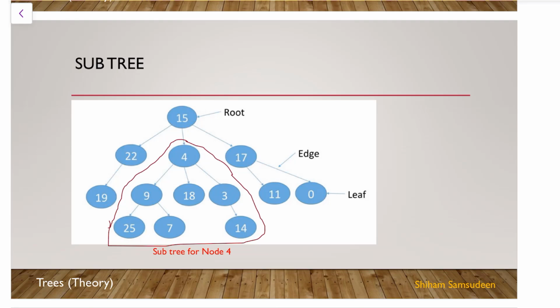And another terminology here is what is called a subtree. If we take a sub portion of the tree like this one, this is called a subtree. This is actually called the subtree for node 4. So it's node 4 subtree. If you take this highlighted part out, the root of that subtree is 4. Okay.